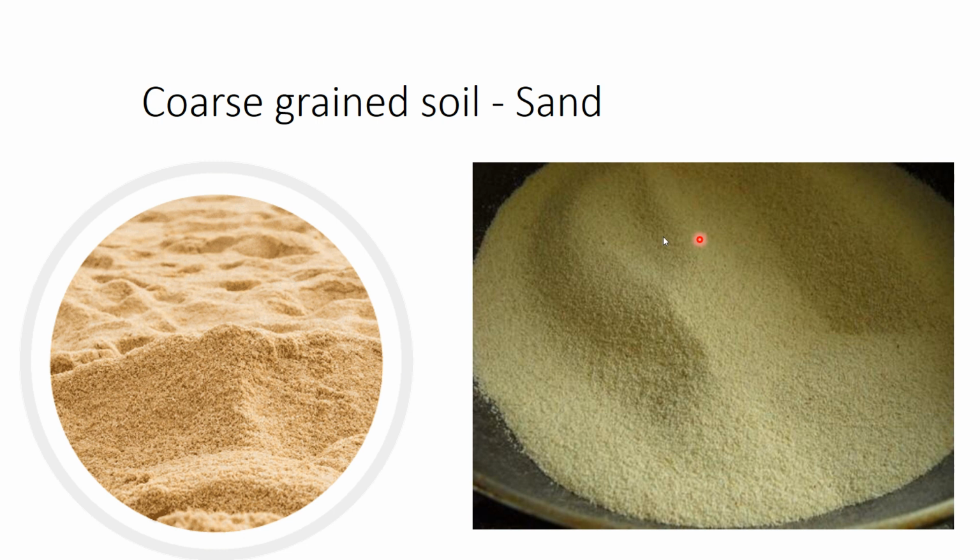So it will have a smaller size, in the range of 4.75 mm to 75 micron. Okay, so within that we will classify coarse sand, medium sand, fine sand. We'll see that later, it doesn't matter about the numbers now. So this is how sand will look. It will have a good angle of internal friction, and that is what gives the strength to the sand.